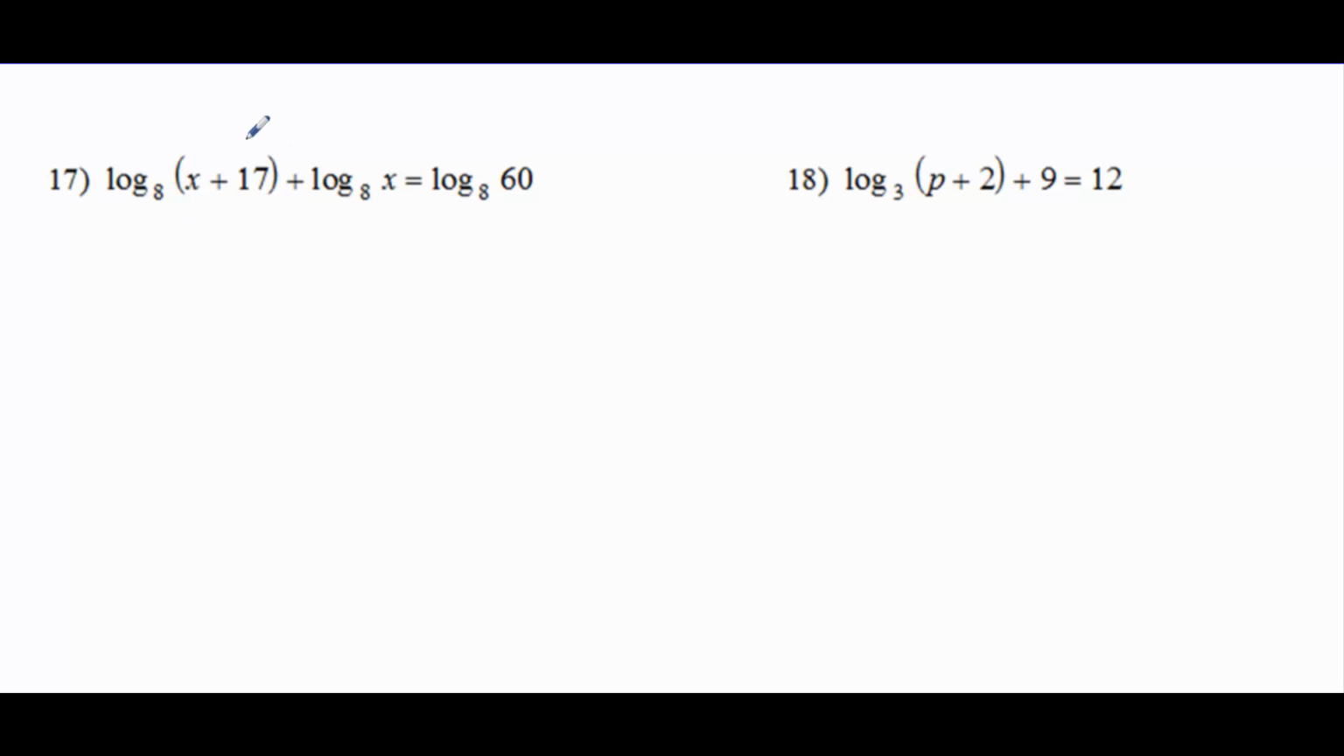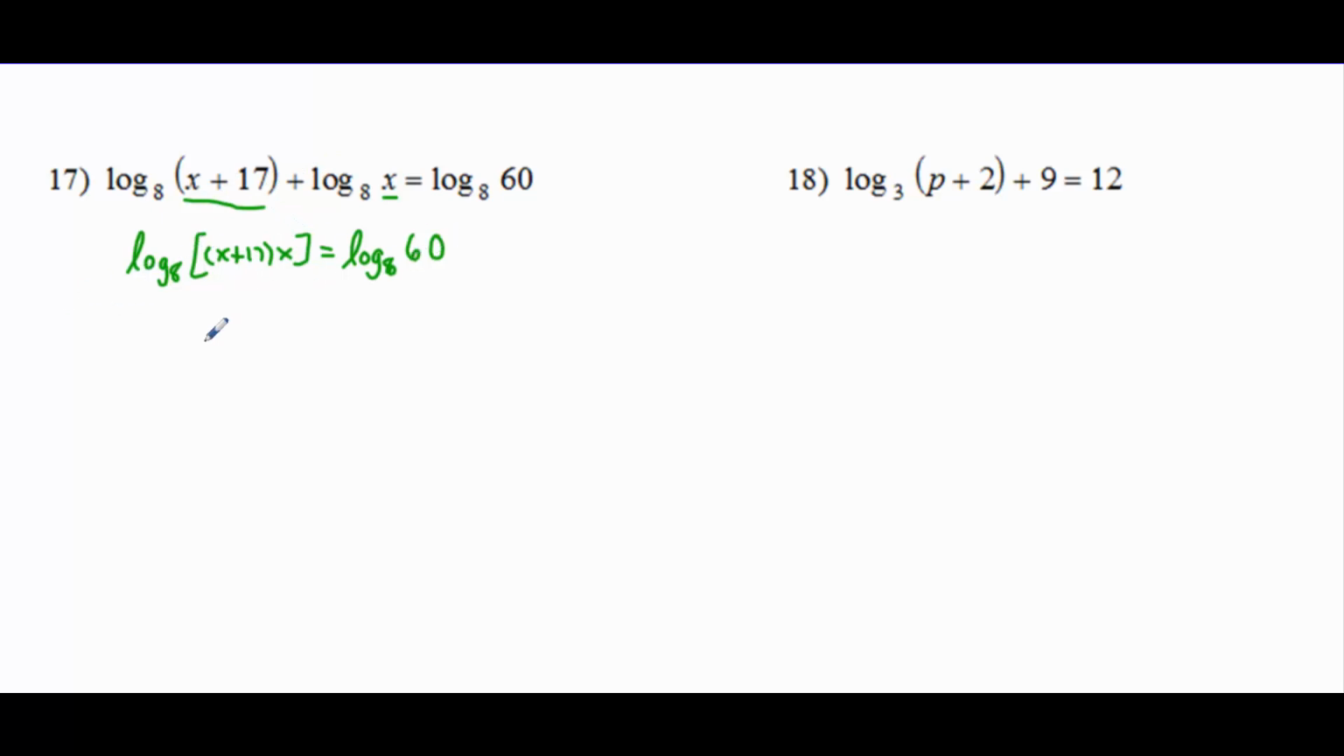17, oh my, 3 logarithms. Well, let's first combine these two logarithms. It's a plus in between, so this is going to be log base 8 of x plus 17 times x. And when we combine these with multiplication, that's our likeliest case for getting an extra answer. So we'll definitely need to check them. I think I forgot to check the last couple, but they've been fine. This one is not going to be fine.